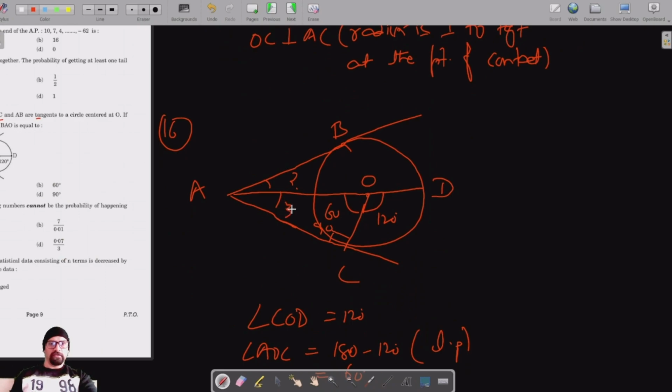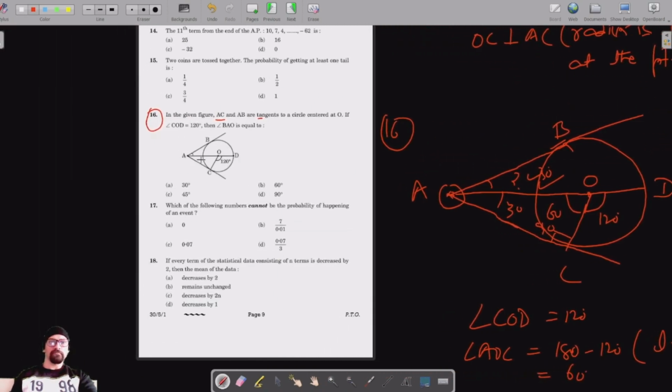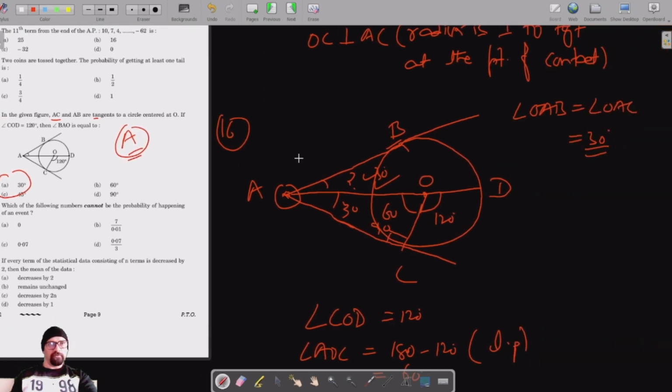So this angle is 30 degrees, and this angle is also 30 degrees, because the line joining the center to the external point of the two tangents makes equal angles with the tangents. So angle OAB is equal to angle OAC, which is equal to 30 degrees. So option A is the correct answer for question number 16.